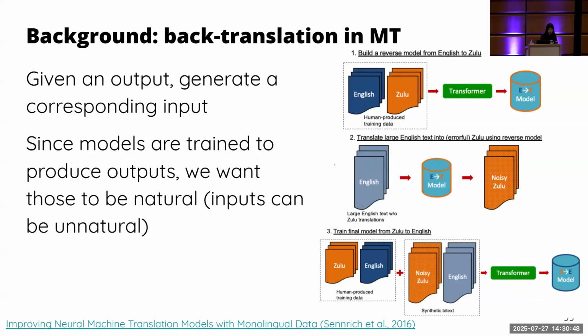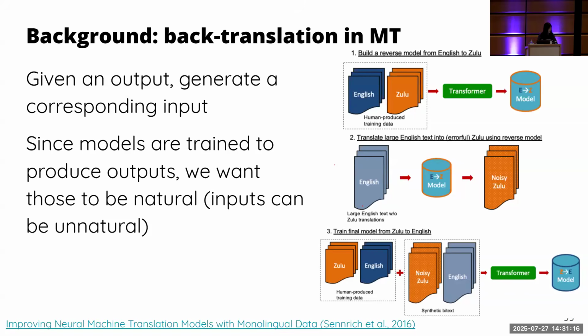Back translation similarly originated in machine translation. The idea here is, given an output, to generate a corresponding input. So for something like translation, your output will be a sentence in the target language, and what you're doing is generating a corresponding translation in the source language. So we can look at English and Zulu as an example for this diagram. Suppose your end goal is to have a model that does Zulu to English translation.